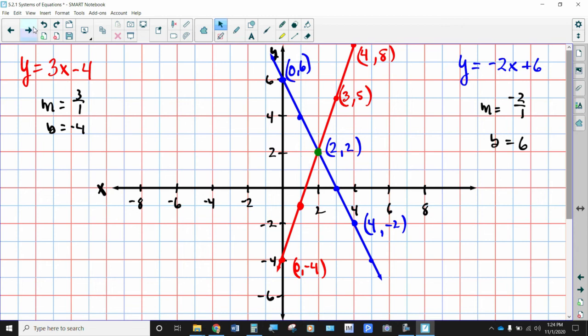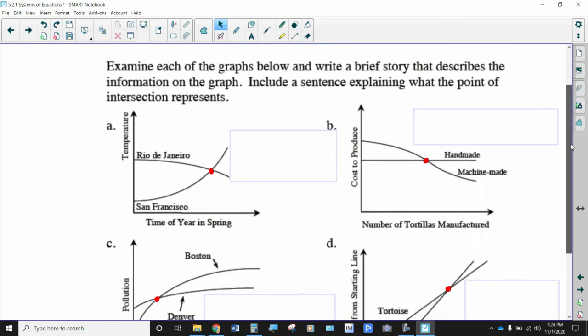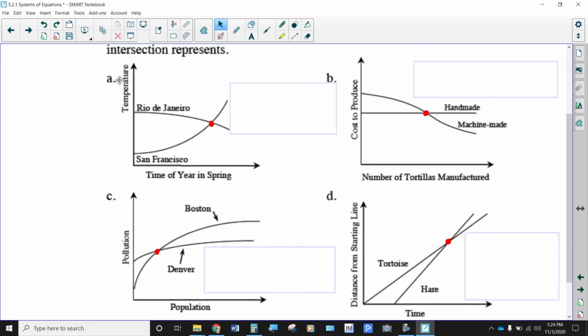So here is where we get a chance to analyze some graphs and look at their intersection points. Graph A has the time of year on the x-axis and the temperature on the y-axis. Notice that Rio de Janeiro starts out with a higher temperature and then starts to decrease as you go into spring and closer towards summer, because they are in the southern hemisphere. So when it's getting summer toward us, it's getting winter for them. San Francisco starts out cooler in our winter, but it's going through spring and warming up to summertime.